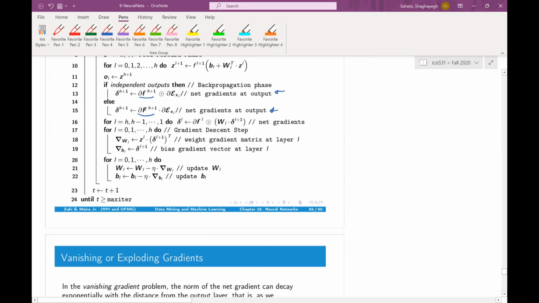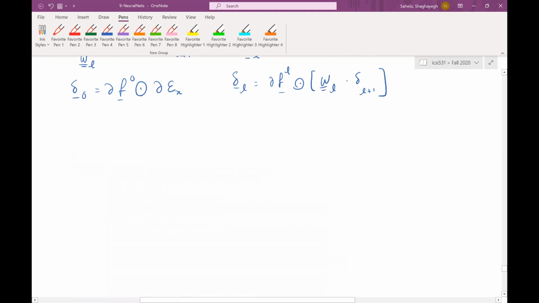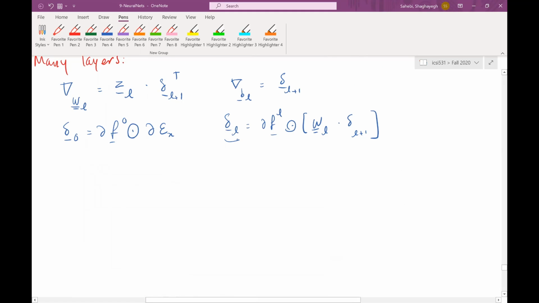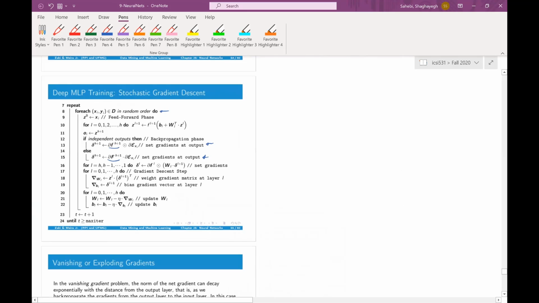And then after we calculated the net gradient for the output layer, we are going to calculate all of the net gradients for previous layers, because we have seen that the net gradients in each layer depend on the net gradient of the next layer that we have, right? So when we have the net gradient of output, we can calculate the net gradient of the layer before, etc., etc. So we go back.